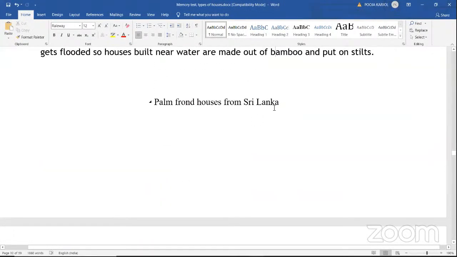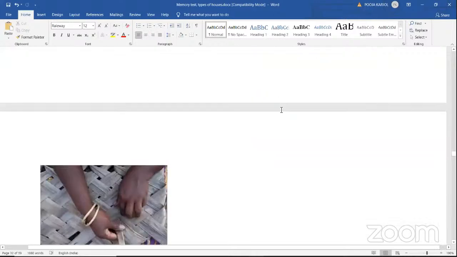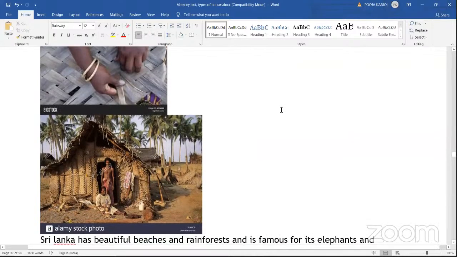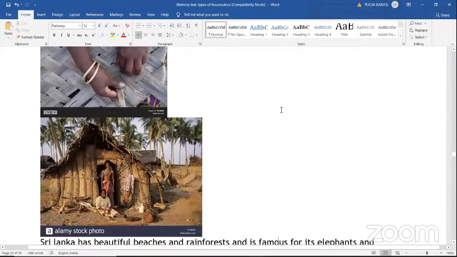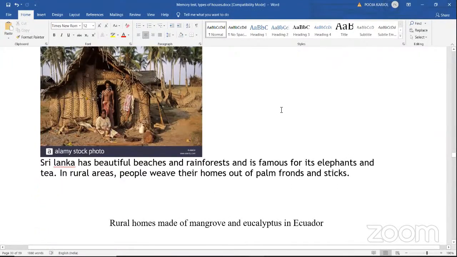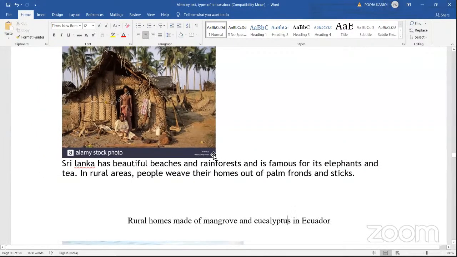Palm frond houses from Sri Lanka. Okay. Now, if you go to Sri Lanka for vacation or something, the houses nowadays are modern, but in resorts and all, they still have palm frond houses. But again, not like this. Obviously, they are a bit more sophisticated, and I think not handmade.